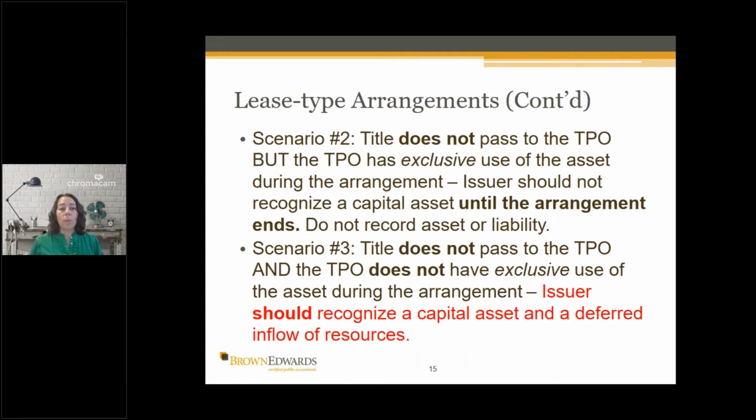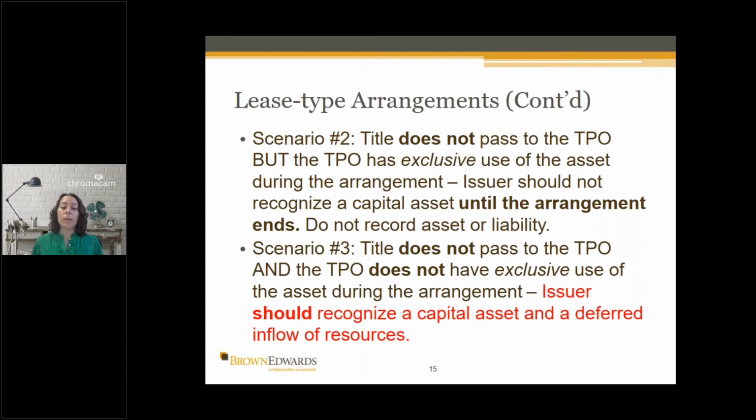Scenario number 2: title does not pass to the third party, but the third party has exclusive use of the asset during the arrangement. So this is analyzing who has title to the assets and whether there's exclusive use of the asset. GASB gets into whether there's sort of partial exclusiveness going on, but we're going to just stick with exclusive, not exclusive. The issuer in scenario number 2 should not recognize a capital asset on the balance sheet until the arrangement ends. So at the time the arrangement is established, do not record an asset or liability.